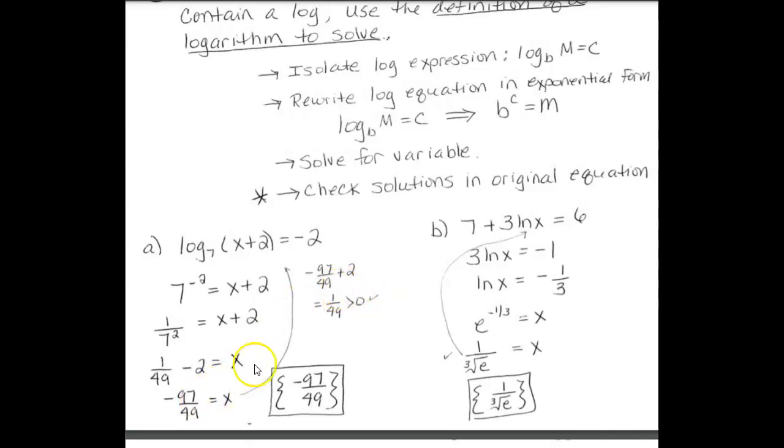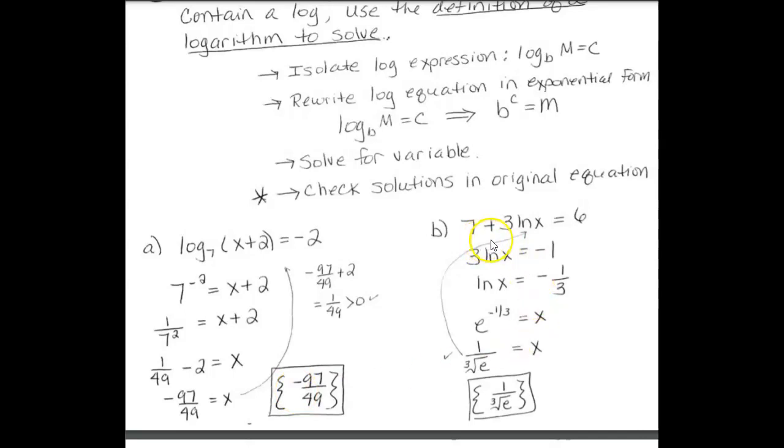If I plugged my answer into my log expressions and I got a negative number, we would have to throw it out and say we can't use that because you can't take the log of a negative number. So since it's fine when I plug it in, I get a positive result. My solution set is simply negative 97 over 49.